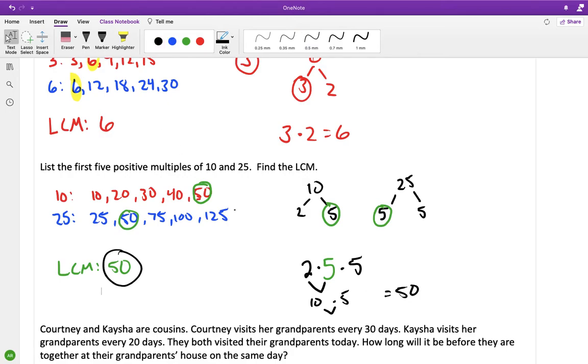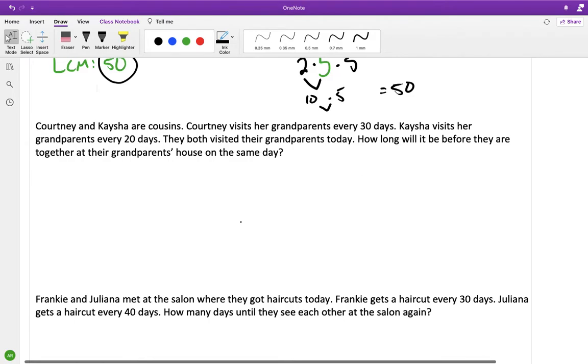All right, next example. Courtney and Keisha are cousins. Good for you. Courtney visits her grandma every 30 days. Keisha visits her grandma every 20 days. They both visited their grandma today. How long will it be before they are together at their grandma's house on the same day? Ooh, it's going to take them a while, but let's figure that out.